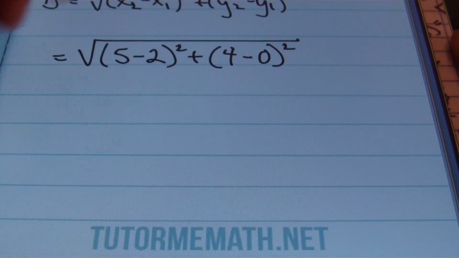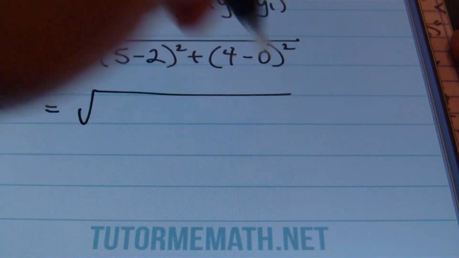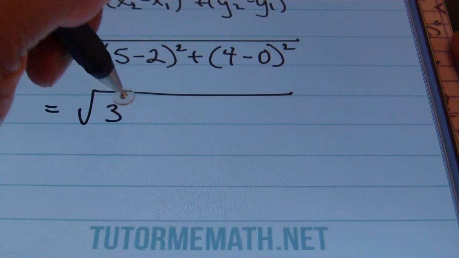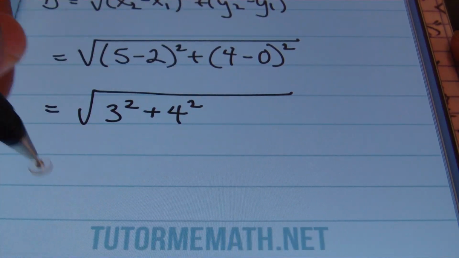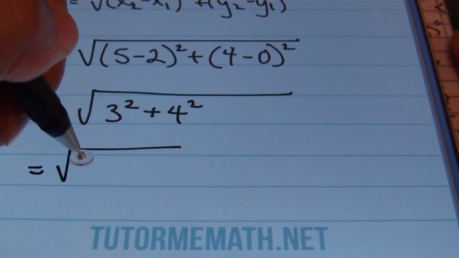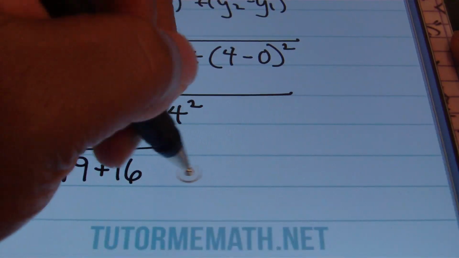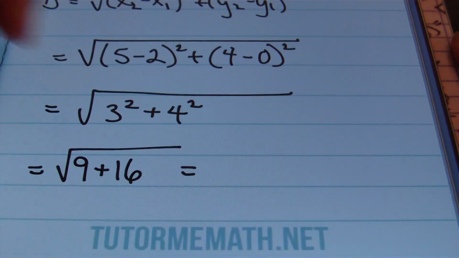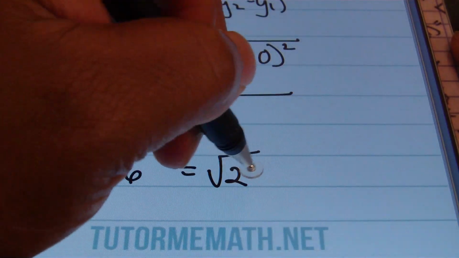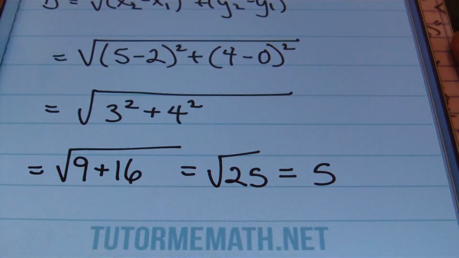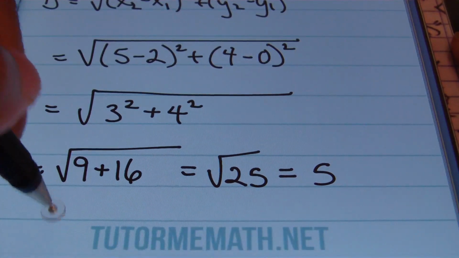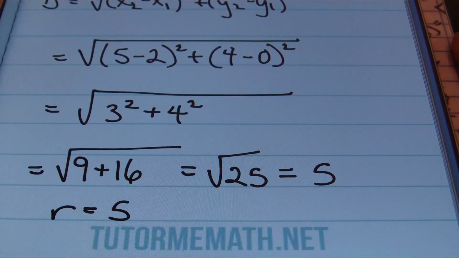From here, we'll simplify by subtracting within the parentheses, and 5 minus 2 is going to give me 3 squared, plus 4 minus 0 is 4 squared, and that gives me a result of the square root of 9 plus 16. Well, 9 plus 16 is 25, right? And so the square root of 25 is 5, which is the value of my radius, by the way. So my radius is 5.